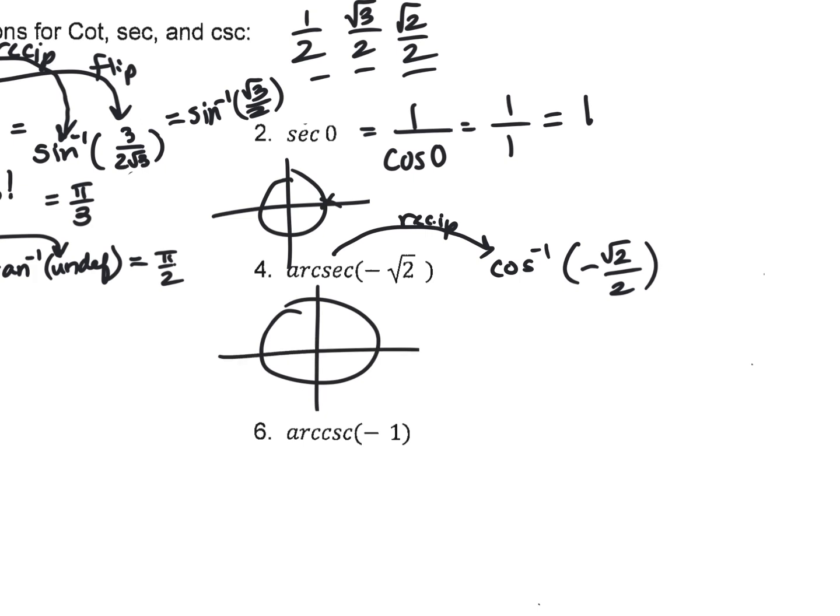What is cosine? First and second. So which one's this going to be in? Second quadrant in the middle, right? So what is the second quadrant value in the middle? Look at your unit circle. Second quadrant in the middle. 3 pi over 4. So the answer to this is 3 pi over 4.